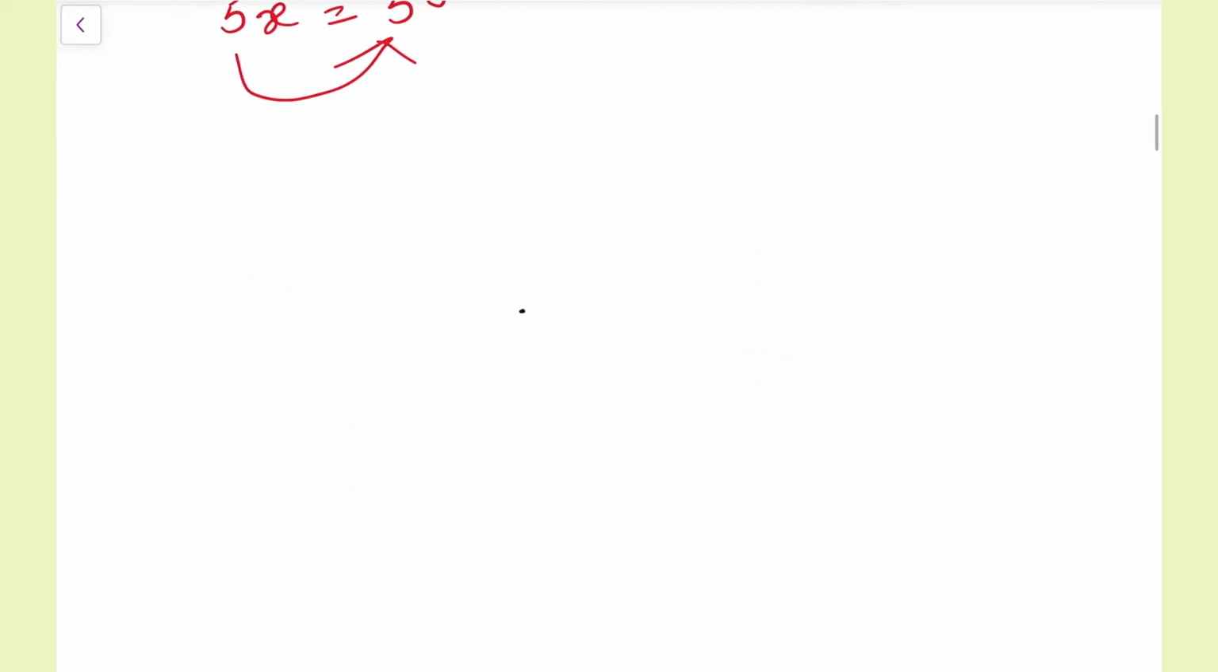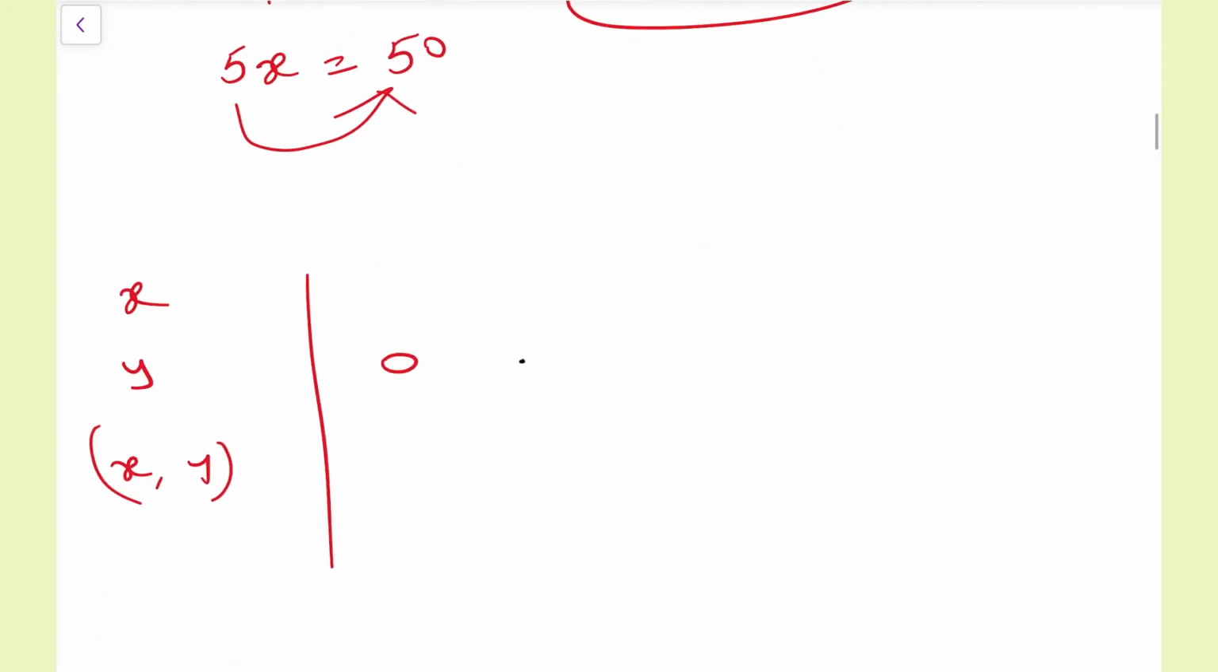Now let us make the table for the first equation. x, y, x comma y. I took y as 0 and x we got as 10. So our point will become 10 comma 0. This is the first point, right?